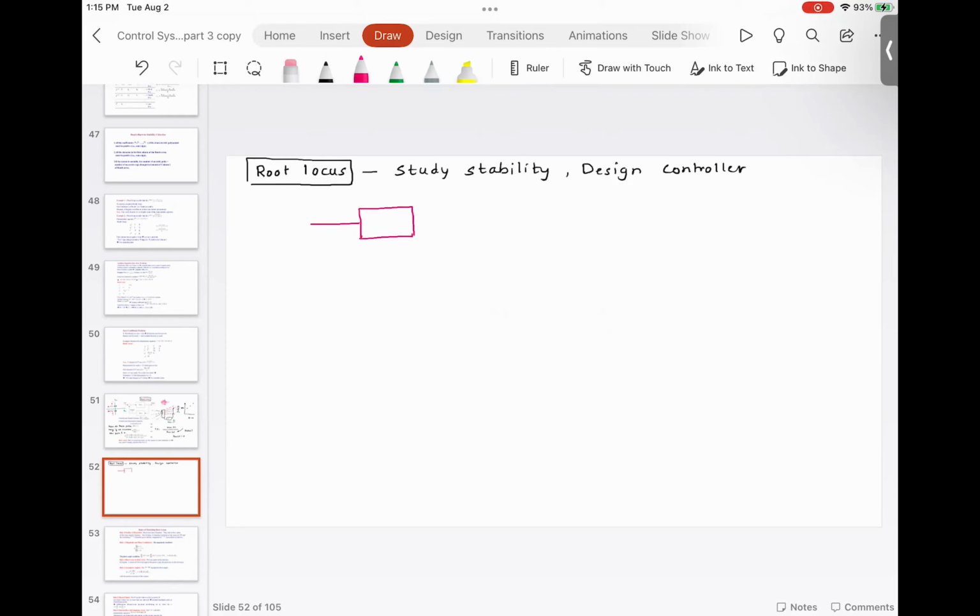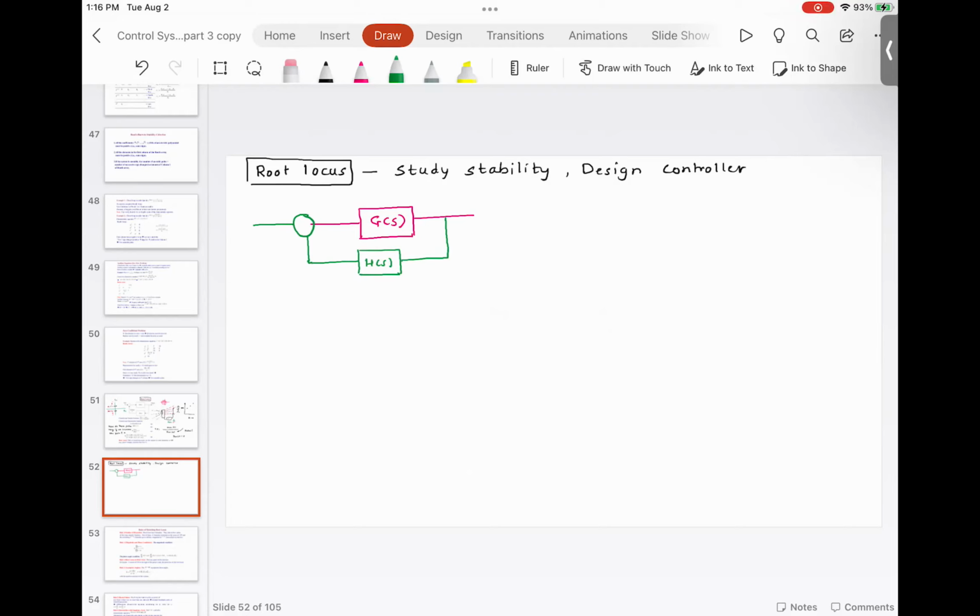So I have this open loop system. This open loop system has the open loop transfer function G(s). Now I'm going to make it a closed loop system. To do that, I need to add a summing junction, and I'm going to add a unity feedback, or maybe some feedback transfer function. So G(s) is the transfer function of the open loop system, and H(s) is the transfer function of the feedback loop.